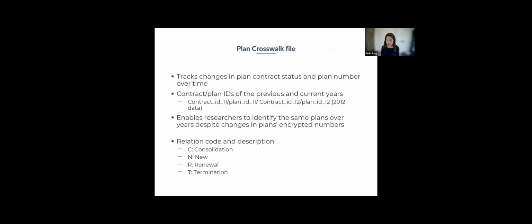You are wondering, oh, what's going on? Did they actually discontinue or did they change numbers? You can track those things using this crosswalk file. And here you can see whether it's truly terminated, using the termination indicator, or it's consolidated, right? Then it's a merging because of merger and acquisition, and they may actually be the same contract plan.